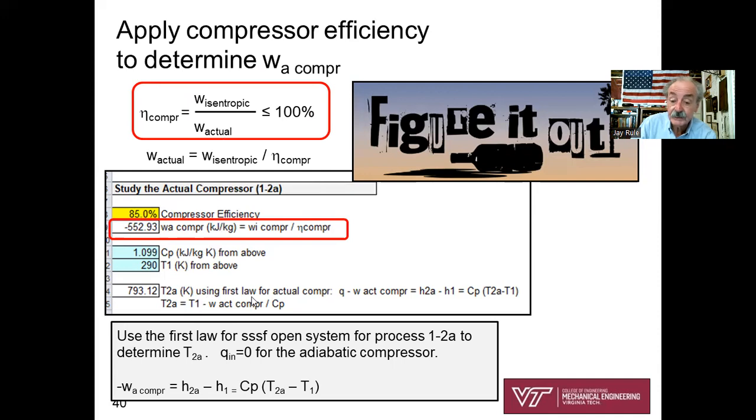All right. We are going to need T2 actual to study the next component, the heat addition component. So I'll use the first law to solve for T2 actual. Here's my note down here, looking for T2 actual. Write the first law, Qn, 0 for the compressor, minus Wa of the compressor, just found it, equals H2a minus H1, which is Cp times T2 actual minus T1. So T2 actual is 793.12 degrees K. See how we're moving along in the cycle.